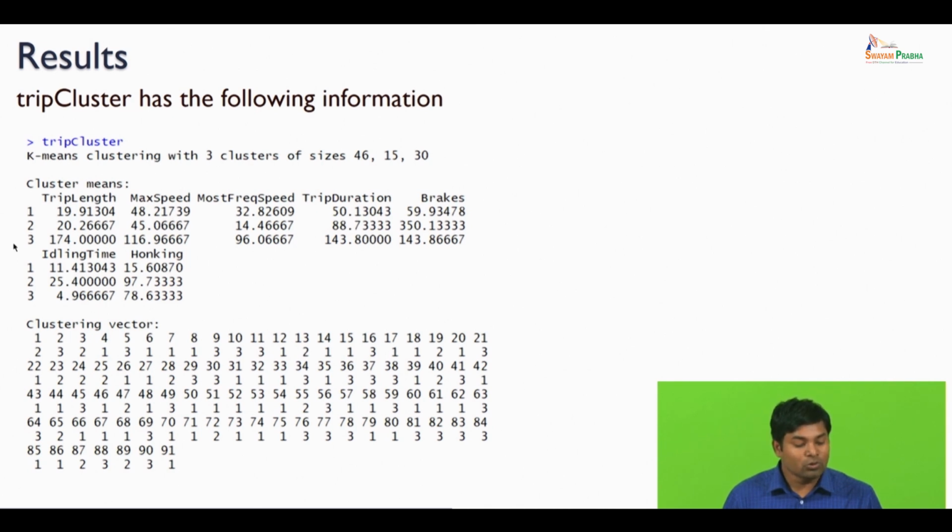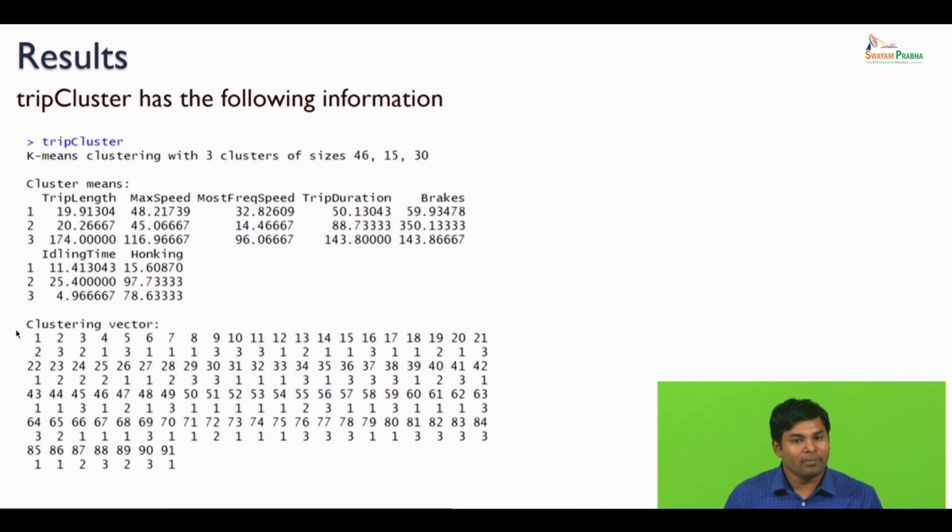Similarly, lines 2 and 3 represent the information about the cluster. So what can one infer from these cluster means? You can see, for example, that if the mean trip length is 19.9, I can say that this is the shortest trip, and if the mean trip length is 174, I can treat this as a long trip. This information can help the people doing this analysis categorize these clusters into meaningful information depending upon the problem they are looking at.